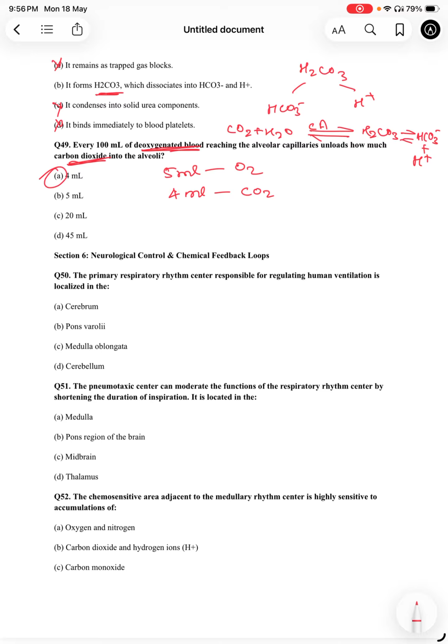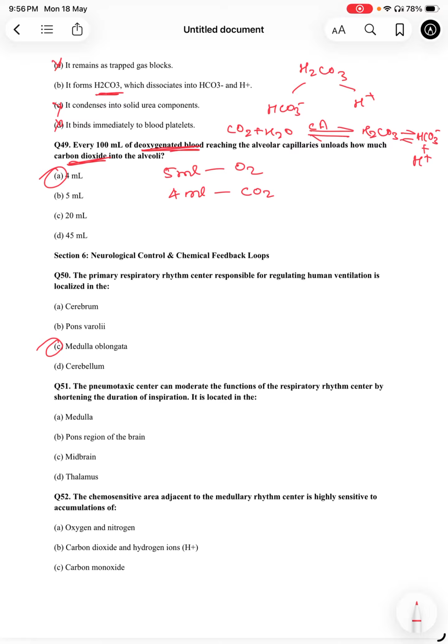Okay, so now we're going into the last part of the topic, neurological control and chemical feedback loops. The primary respiratory rhythm center responsible for regulating human ventilation is located in? Automatic breathing is driven by the respiratory rhythm center, a cluster of neurons located in the medulla oblongata in the brainstem. It establishes the baseline pace of inhalation and exhalation. So what is it? Medulla oblongata.